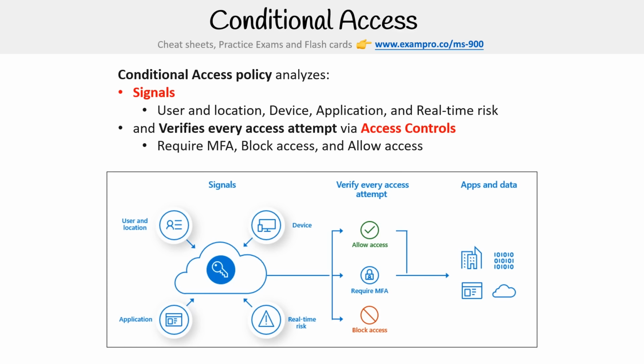So here is a visual I got from the Microsoft documentation. The idea here is you have your signals, and you have your user and location, application, real-time risk, and device. And here we have to verify every access attempt to meet the conditional access policies that were set to gain access to our apps and data. So let's take a closer look at signals.